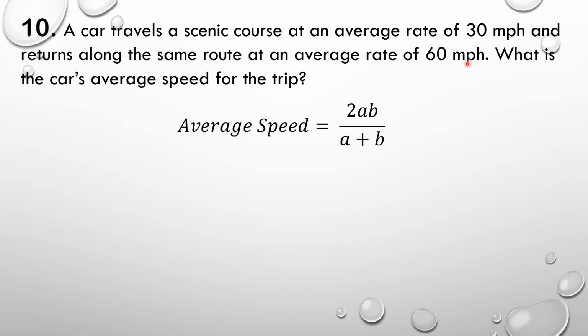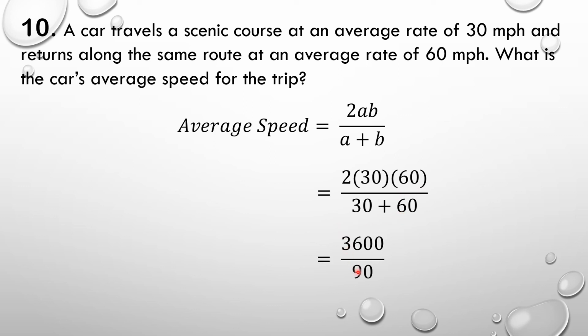So, let a be 30 miles per hour and b be 60 miles per hour. Hence, we have 2 times 30 times 60 divided by the sum 30 plus 60. And that is 3,600 divided by 90. Therefore, the car's average speed is 40 miles per hour. That is in letter A.